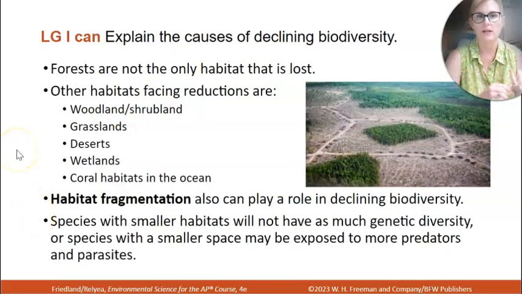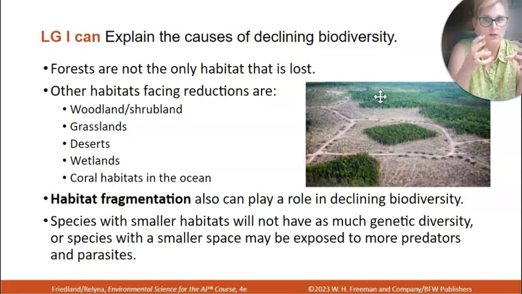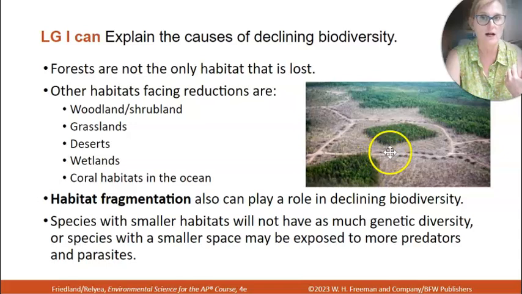Okay, forests aren't the only habitat that's lost. I showed you the picture of our shrubland, our chaparral. Another thing that you need to know is habitat fragmentation. That's when we leave certain patches, but that reduces overall biodiversity as well as genetic diversity. So you have a smaller space, you're more exposed to predators, you can't find others for genetic diversity for breeding, and then some species won't cross.